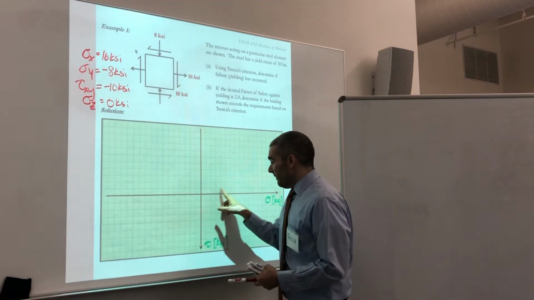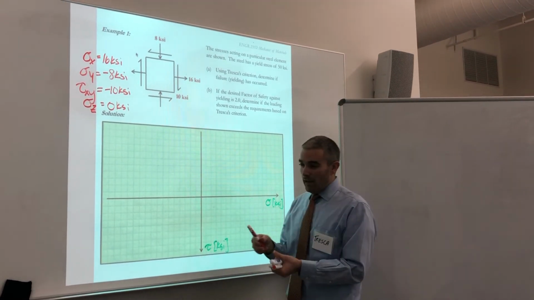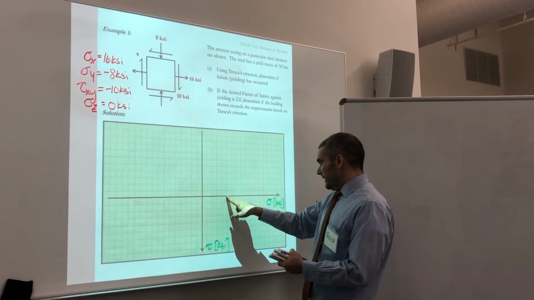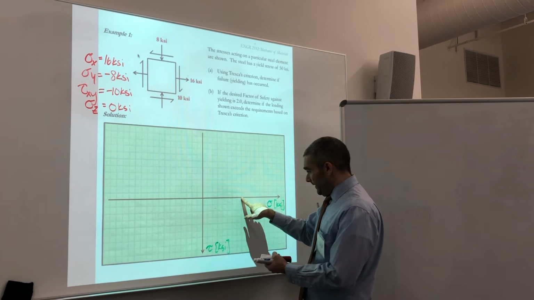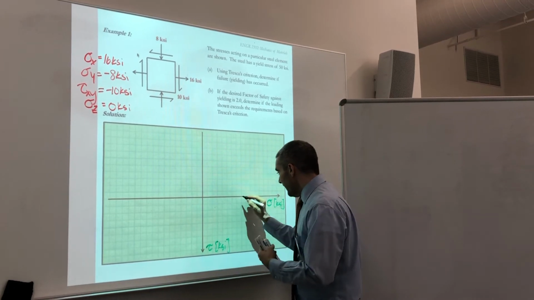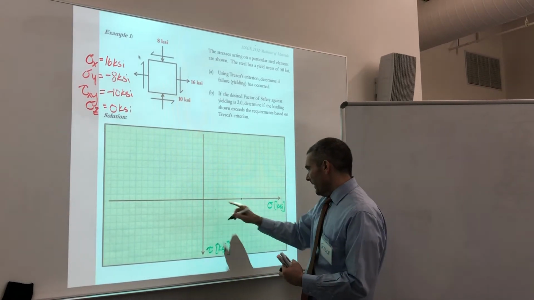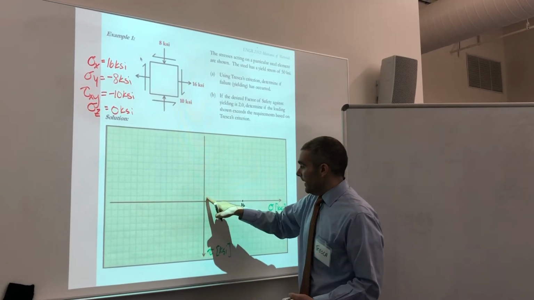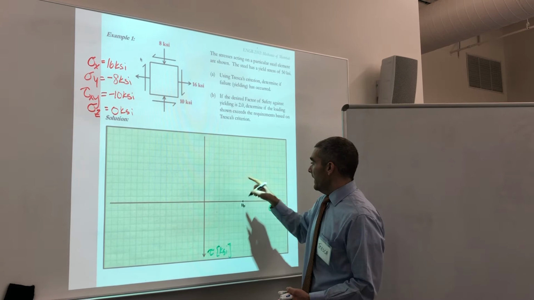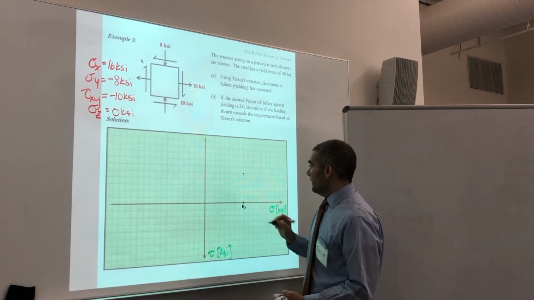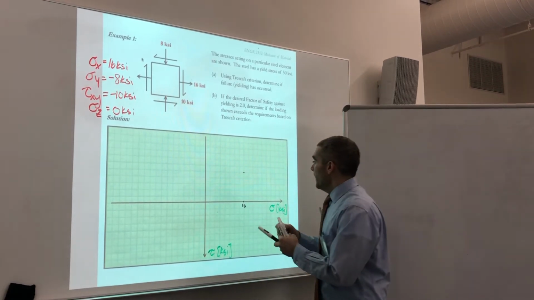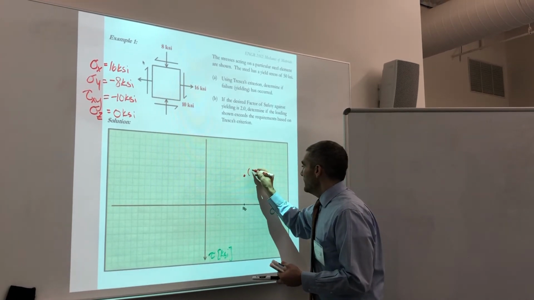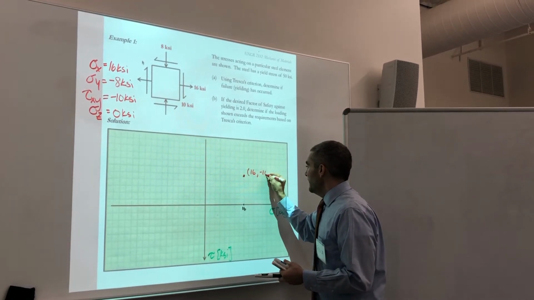So I come across 16. I'll make each block maybe 2. So 2, 4, 6, 8, 10, 12, 14, 16. So this will be 16 right here. And then negative 10 is going to be upward, so that's going to be 2, 4, 6, 8, 10. Right about there. So I'll plot that point. Let me get it in red here. This is the point 16, negative 10.